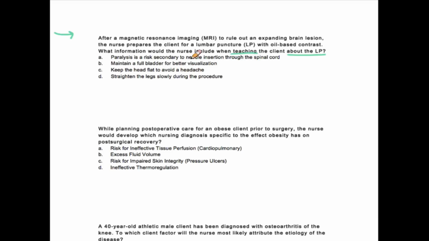I know you're thinking, well, a lumbar puncture goes through the spine, they can be paralyzed, it's a risk. Well, that's not necessarily true. And what's not true about this? It says secondary to needle insertion through the spinal cord. That's a key word. So this right here is our keyword example. Don't miss out on those. A lumbar puncture does not go through the spinal cord. It's actually just in the space surrounding the spinal cord. So going through the spinal cord, that's not true.